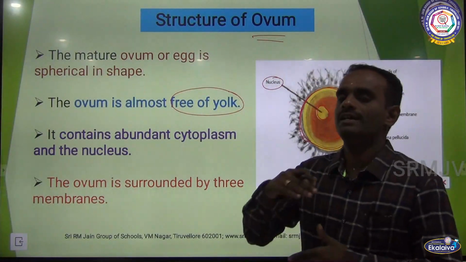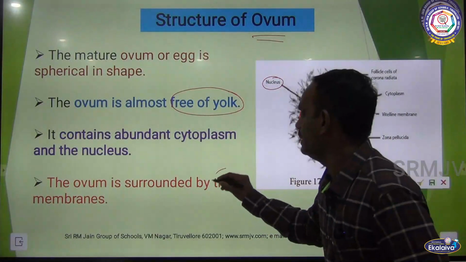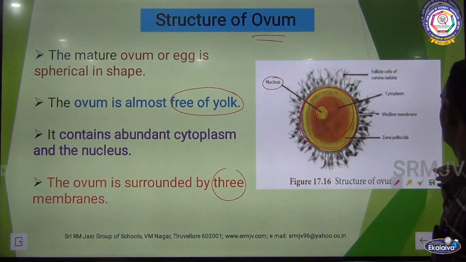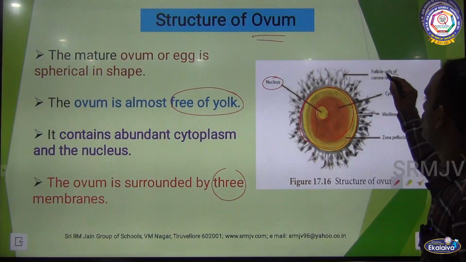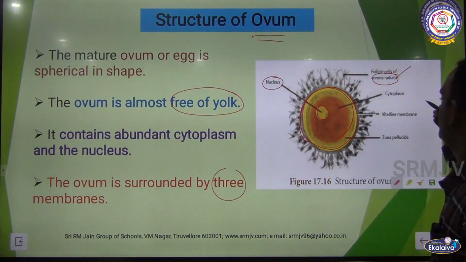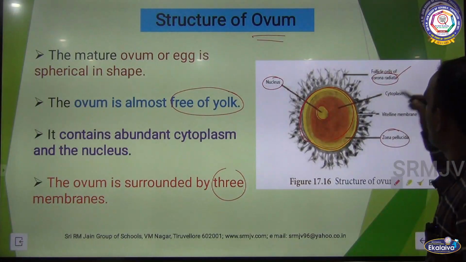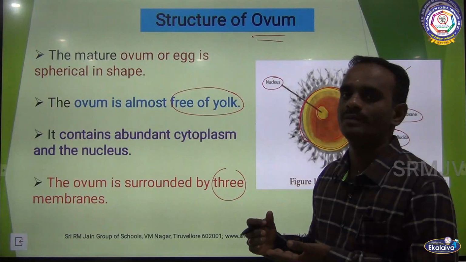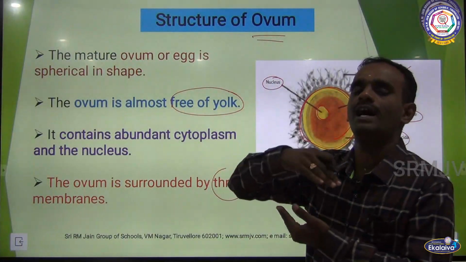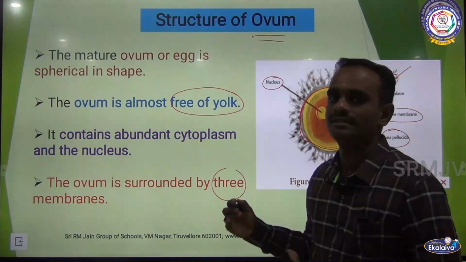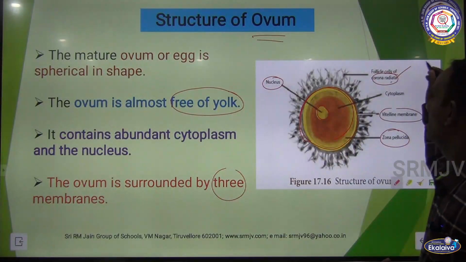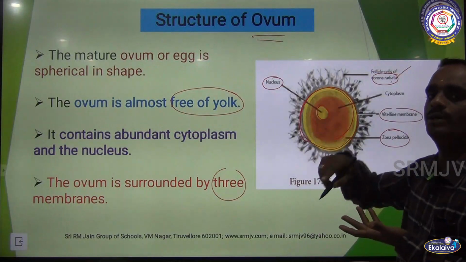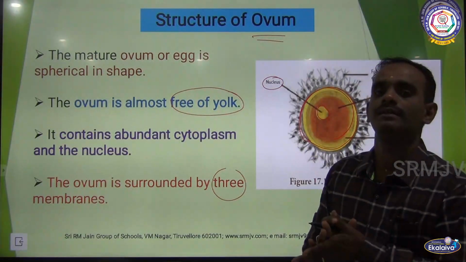The ovum is surrounded by three important layers. The names of the layers are corona radiata, zona pellucida, and Vitalin membrane. These are the three layers of the ovum. So the ovum is covered by three layers: the first one is corona radiata, second one is zona pellucida, and third one is Vitalin membrane. Clear?